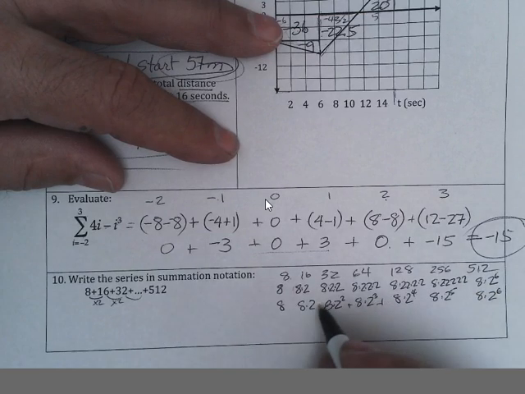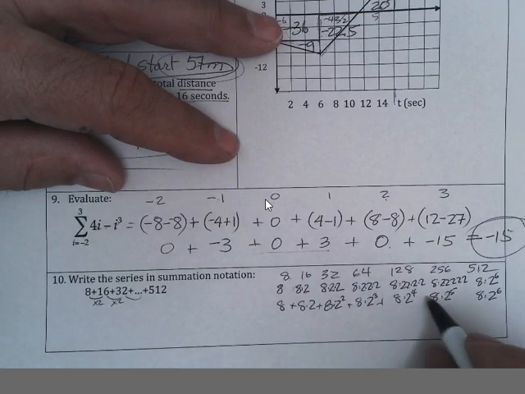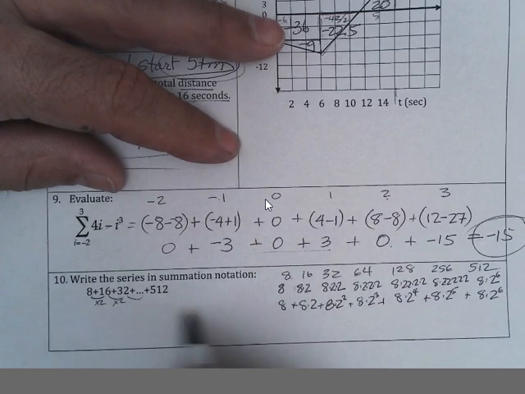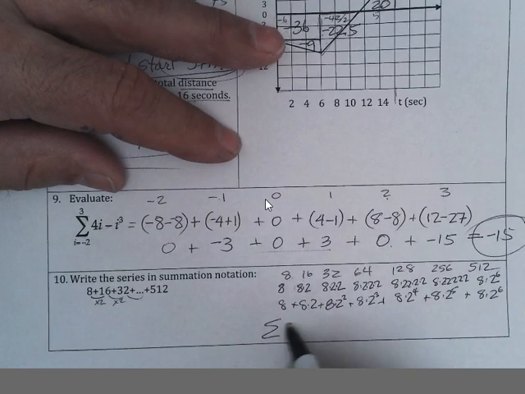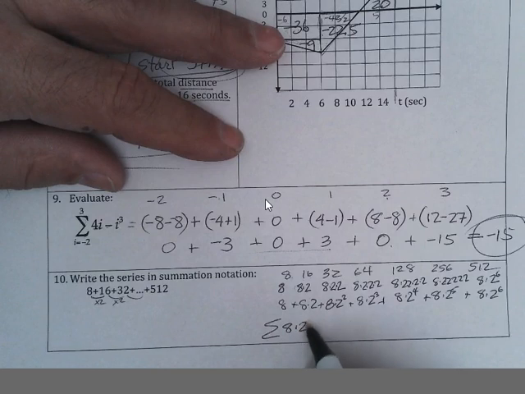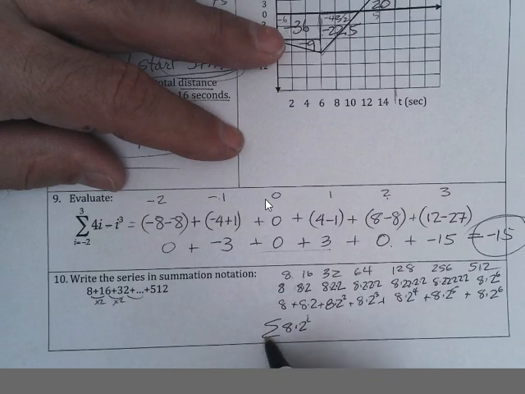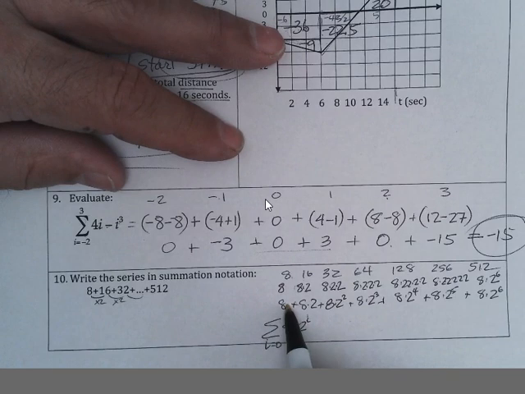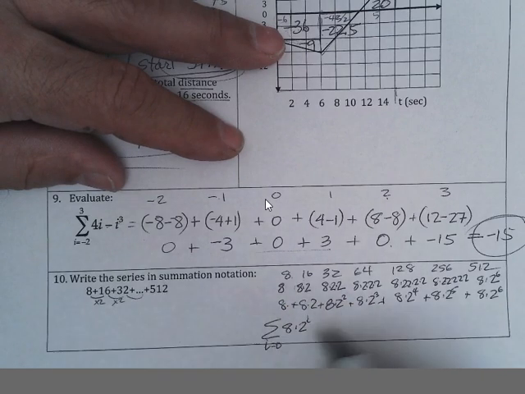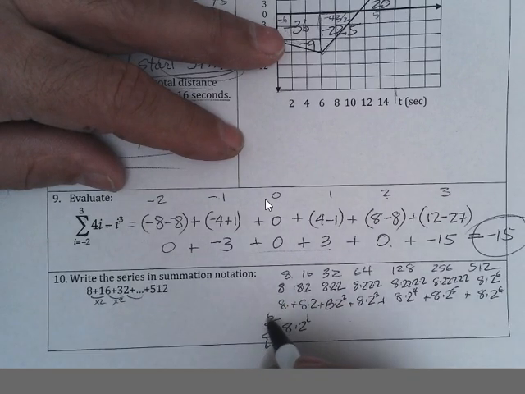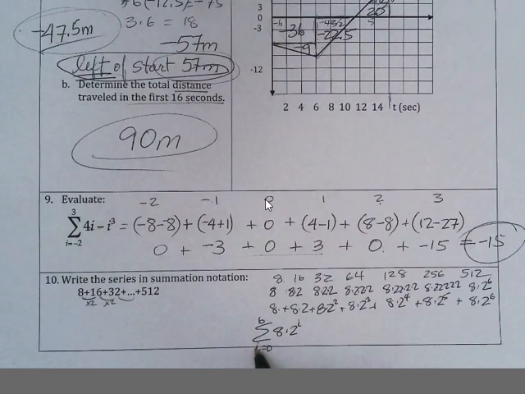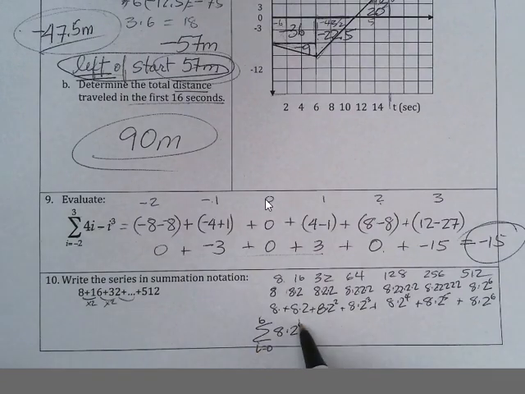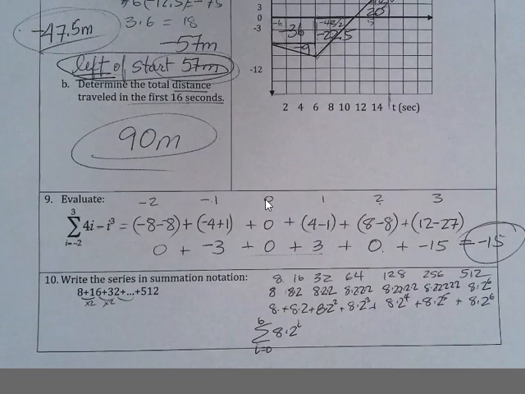I'm trying to give you hints here. Oh, so this could be the sum of 8 times 2 to the i, where i starts at 0, 2 to the 0, 2 to the 1, 2 to the 2, and ends when i is 6. And this must match the one you're using here. You can't call this n and do x or i or whatever. They got to match up.